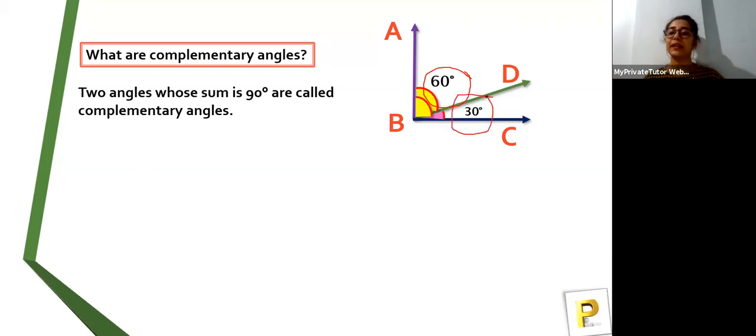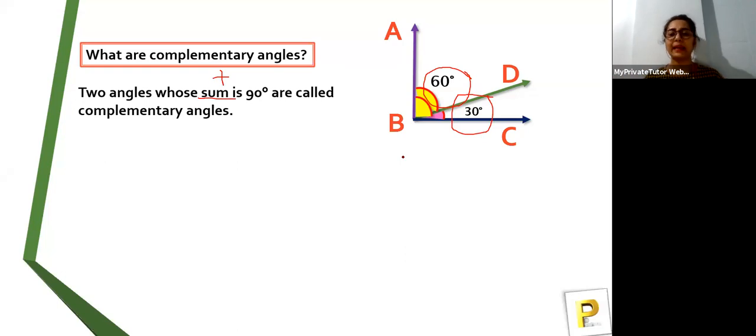That is 30 degree. So if you check both of these angles, they make a total. That is, sum means what? Sum means addition of the angles. So if the addition of those angles is 90 degrees, let's see if 30 plus 60 is what, 90 degree? Yes, it is absolutely 90 degree. So these angles are called complementary angles.